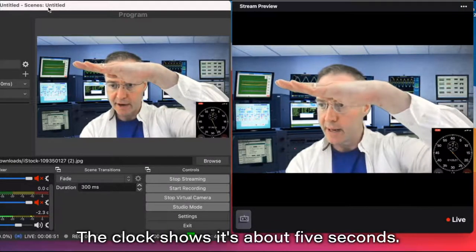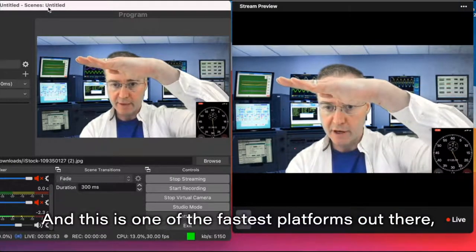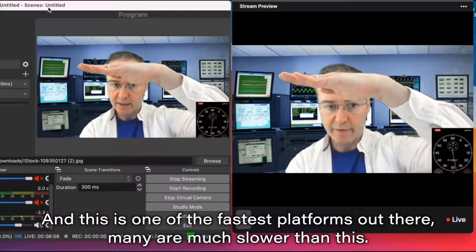The clock shows it's about 5 seconds. And this is one of the fastest platforms out there. Many are much slower than this.